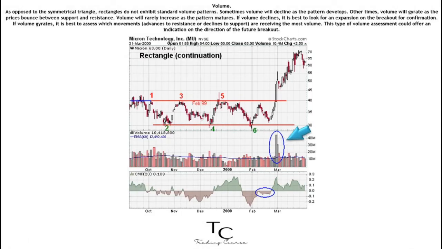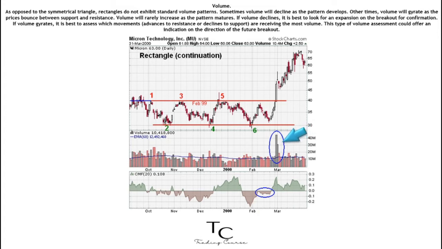Volume. As opposed to the symmetrical triangle, rectangles do not exhibit standard volume patterns. Sometimes volume will decline as the pattern develops. Other times, volume will gyrate as the prices bounce between support and resistance. Volume will rarely increase as the pattern matures.